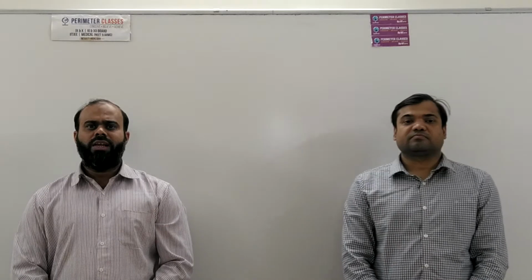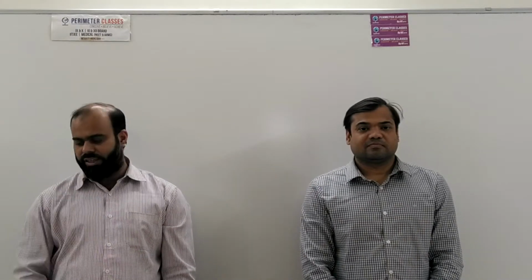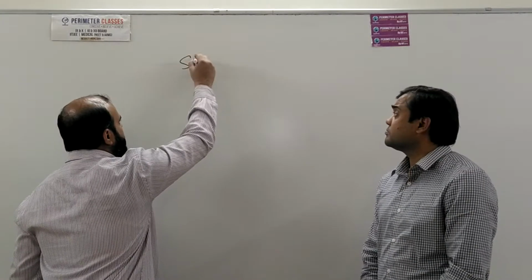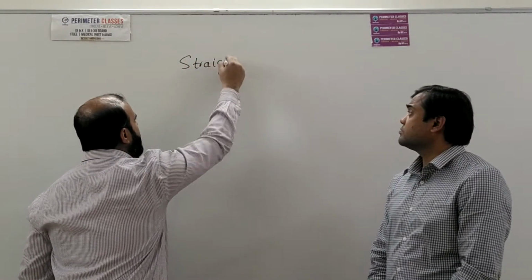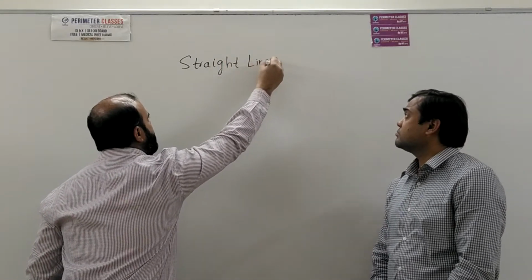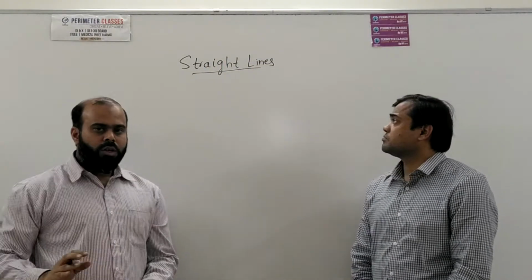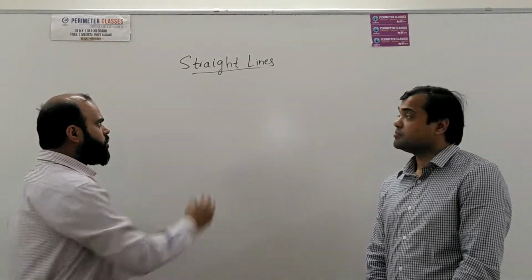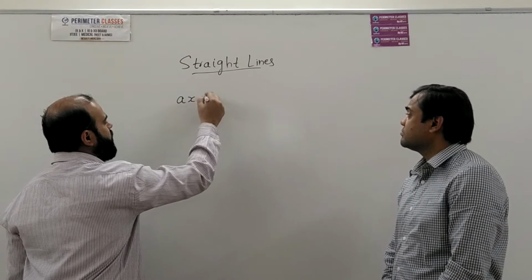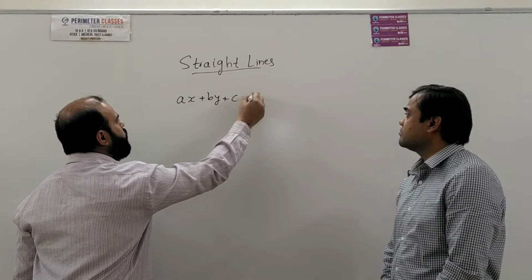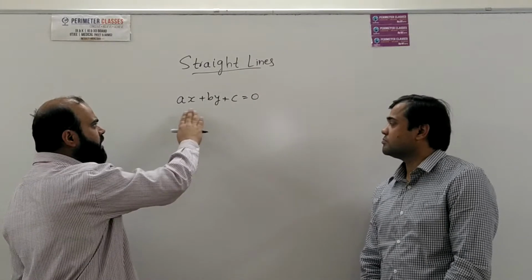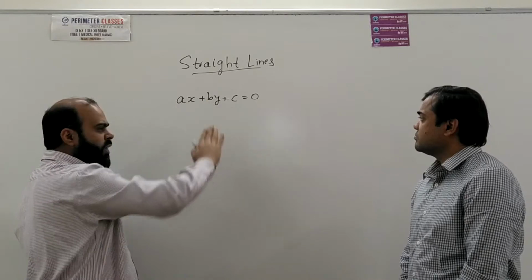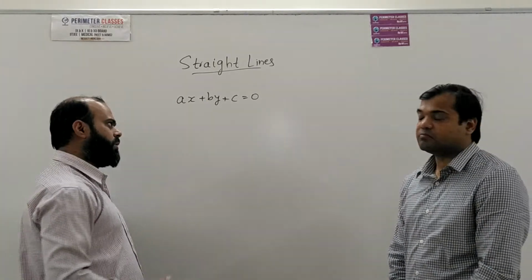So students, we will take a topic which is called straight lines, and we will study a few things related to this topic. First of all, there is an equation of a straight line which is of the form ax plus by plus c equal to 0. This is called a linear equation in two variables x and y, because the power of x is 1 and the power of y is also 1.